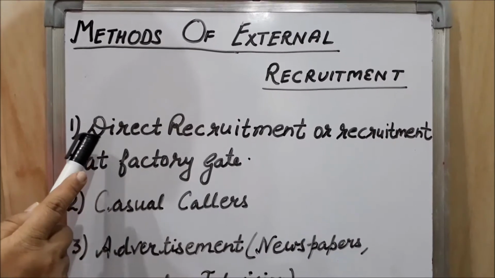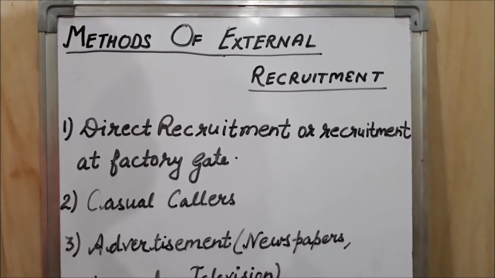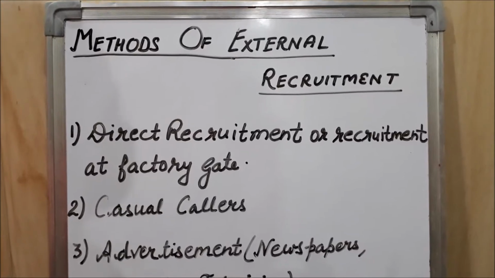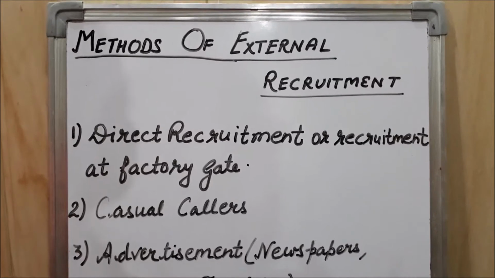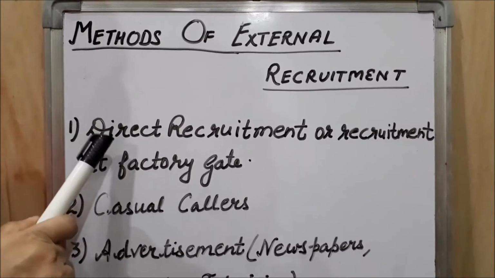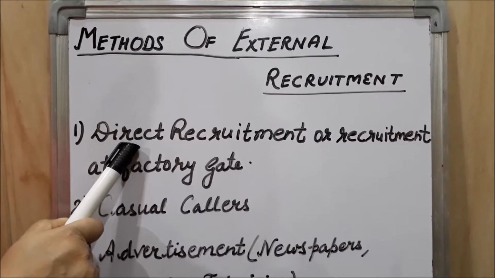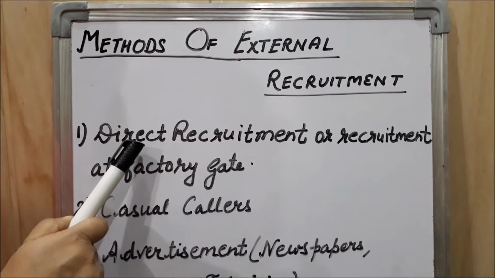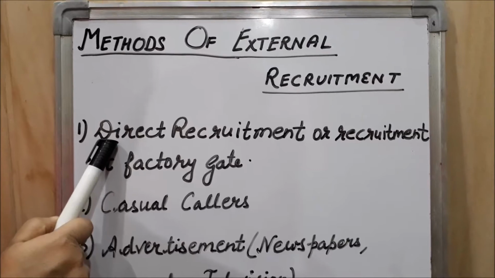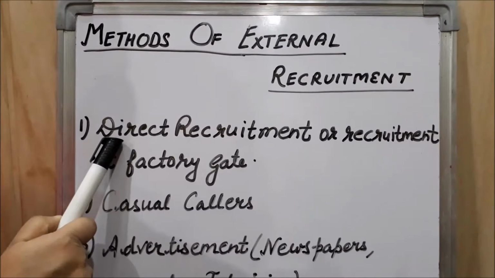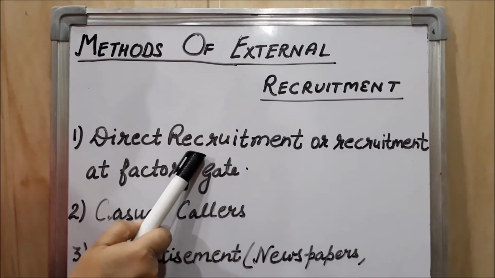What is the main advantage of direct recruitment? The advantage is that the organization is not required to incur any amount on advertisement. Without advertisement, employees are selected. This method of recruitment is generally used when there is a rush of work or permanent employees are absent. This method is used for casual recruitment. Casual means when employees are recruited for a temporary time period. Okay, I think this first method is clear to you all.